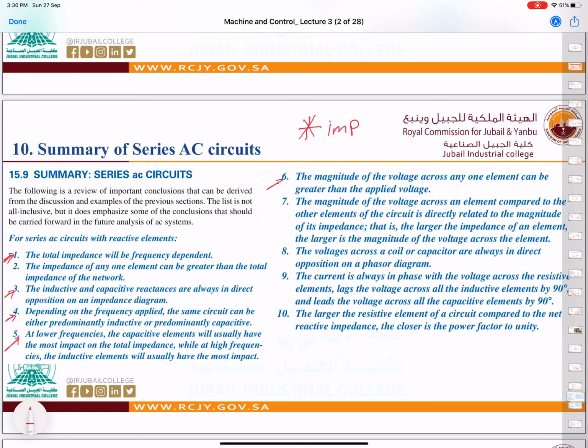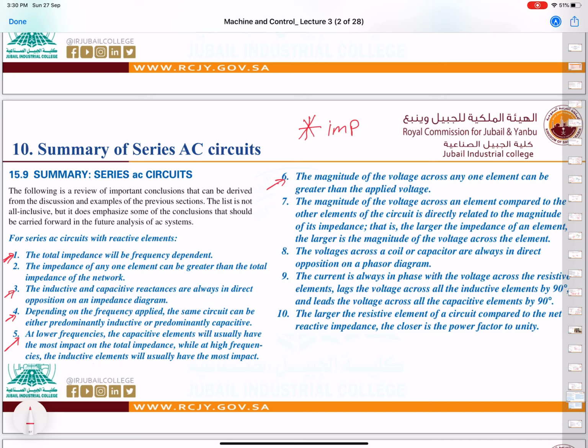Now number 6: the magnitude of the voltage across any one element can be greater than the applied voltage. أكيد طبعا، لأن زي ما قلنا الابلايد فولتج على الدائرة بإمكانها أنها تقل، لأن هناك في زوايا. فممكن الفاليو حق أي element موجود عندك، resistor capacitor inductor، ممكن يكون الفولتج عليها أعلى من الفولتج applied على الدائرة كاملة، لأن تأثير الزوايا يؤثر على الفولتج supplied.